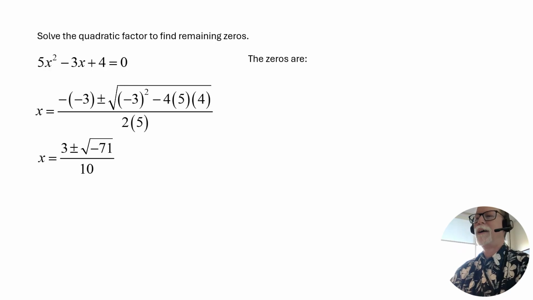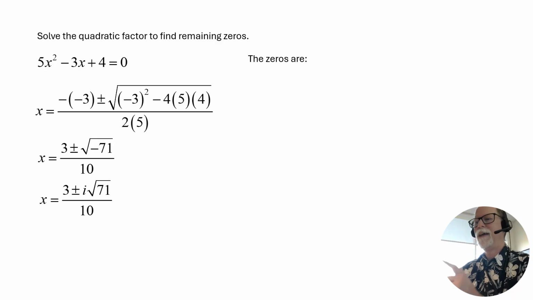I'm going to simplify a little bit. I see a negative under the square root. Simplify that. I cannot simplify the square root of 71 any further. Those are my zeros. Those are my remaining zeros.